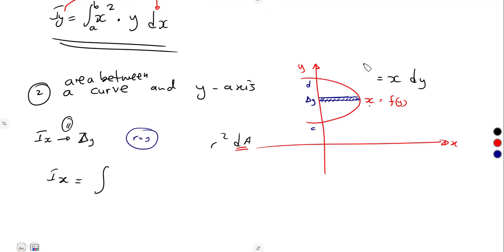Guys, what am I writing here? dA, the area. So that's x dy. We're going to integrate that with respect to y. So that is what you have for the strip, the dA.